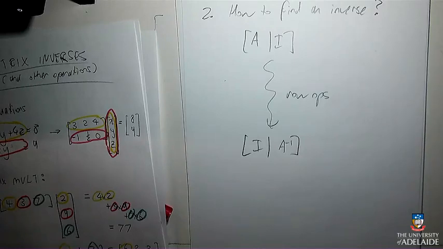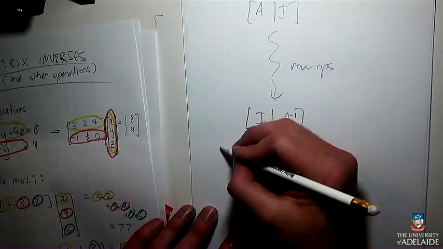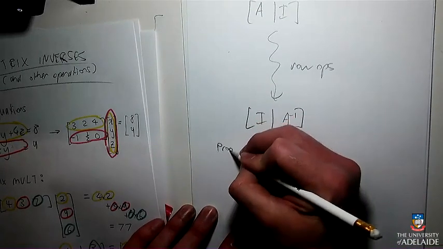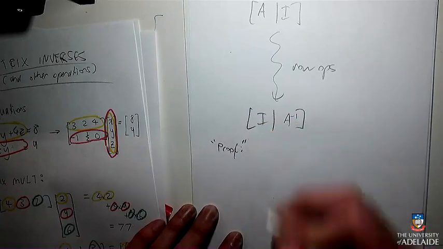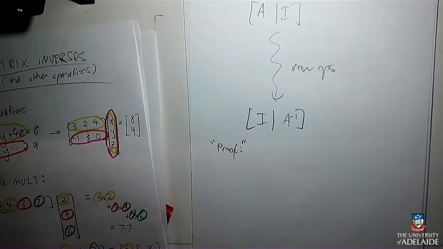And I can even prove that this works. It's not quite a proof. It's sort of a semi-proof, so I'll put it in inverted commas. I can make it into a proof by making it more rigorous and writing all my sentences as full sentences. But the proof goes like this.